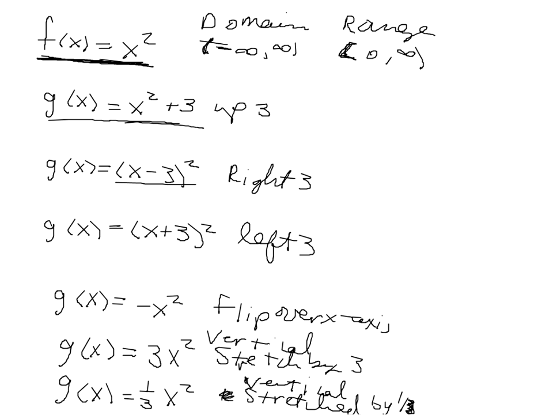Okay, so what happens to each one of these? The domain for all of these is going to stay the same. But when things change on the y-axis, when we move up or down or flip over the x-axis, what happens is our range is going to change. So if my original range, the range of x squared, is from 0 to infinity, when I add 3 to every point, my new range is going to be 3 to infinity.